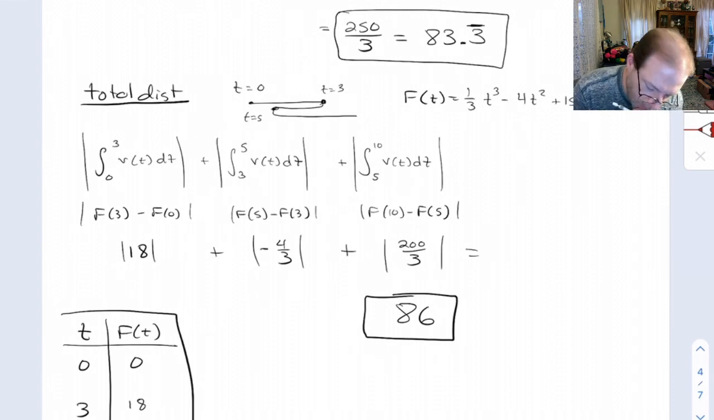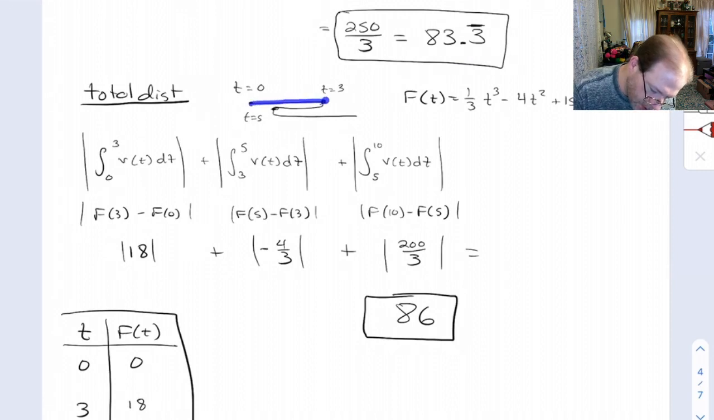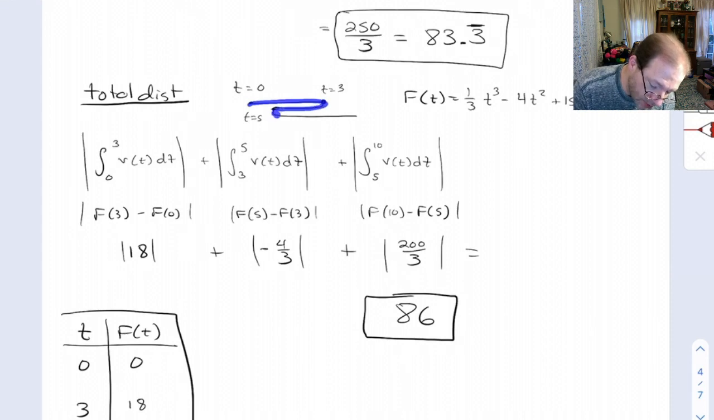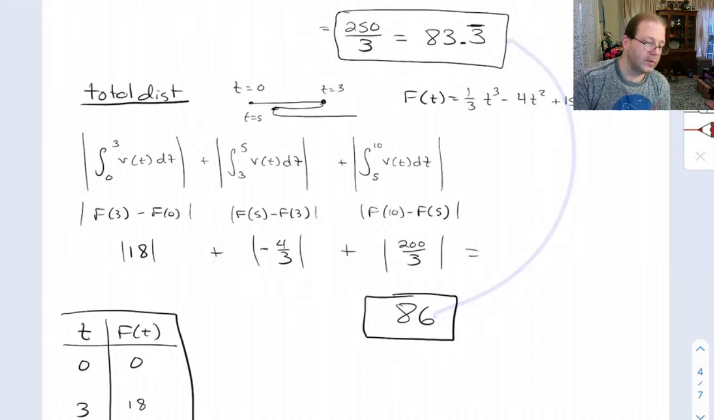So we could go through and work out the difference between this 83.3 and 86. The difference is this little distance here in the middle where it goes backward for a little while. Notice when you're counting the total distance, you wind up counting that bit 3 times. Once, twice, and then again. So really 2 times this is going to be the difference between these two.